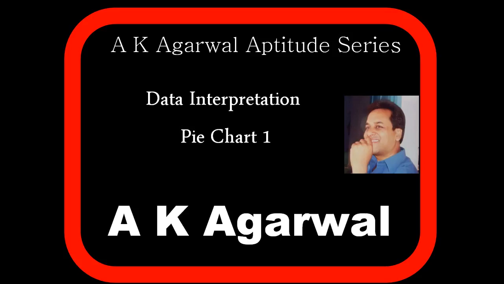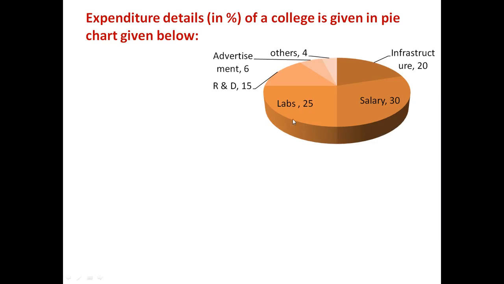Friends, in this session we are going to learn a technique for solving a problem of data interpretation using pie chart. Here the given problem is expenditure details in percentage of a college is given in pie chart given below. The total expenditure of the college, if we see, on infrastructure college is investing 20%, on salary college is investing 30%, on labs college is investing 25%, on R&D college is investing 15%, on advertisement 6% and others 4%. This is the distribution of expenditure of a college in percentage.